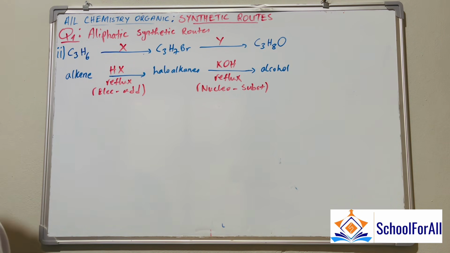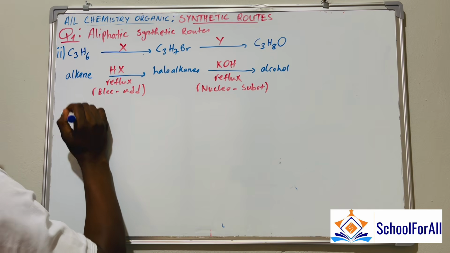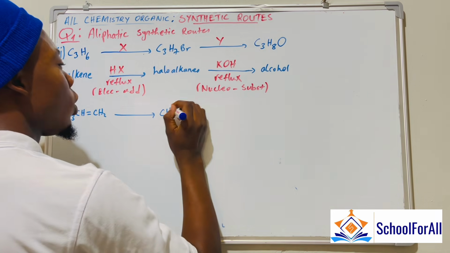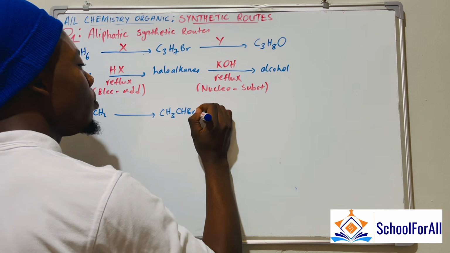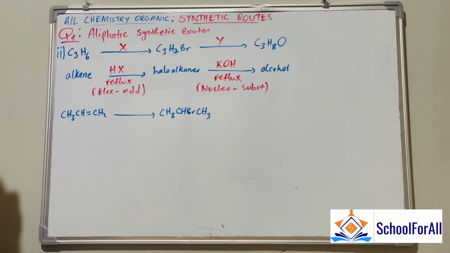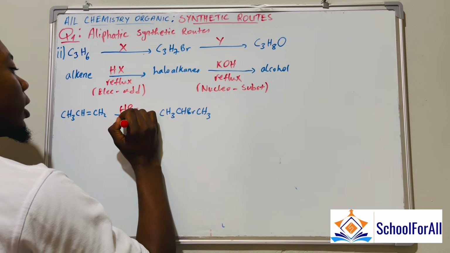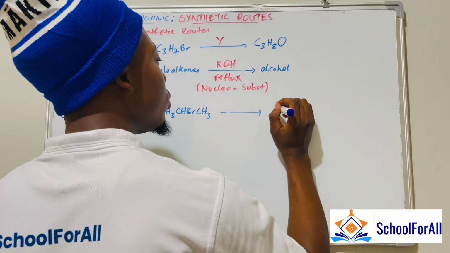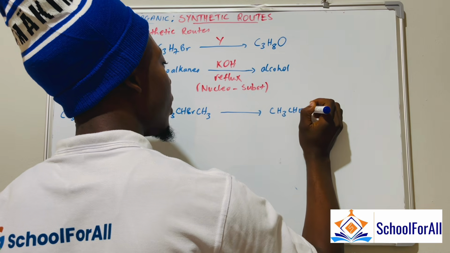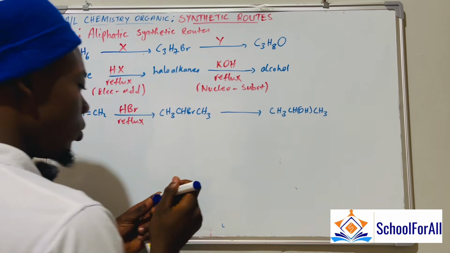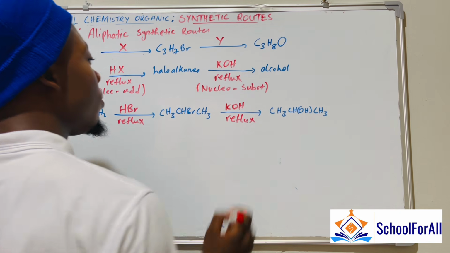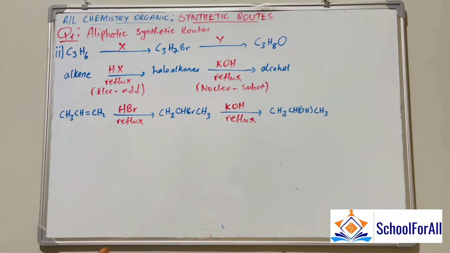So it means that finally our compound is propene. If I'm converting propene to 2-bromopropane, I will surely use hydrogen bromide under reflux. And now to convert my 2-bromopropane to propan-2-ol, I will use the reagent potassium hydroxide under reflux. So the second part of the question was very simple.